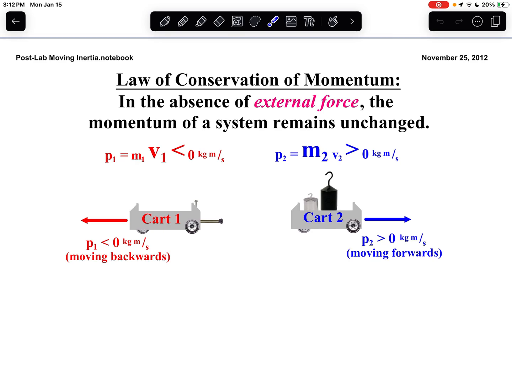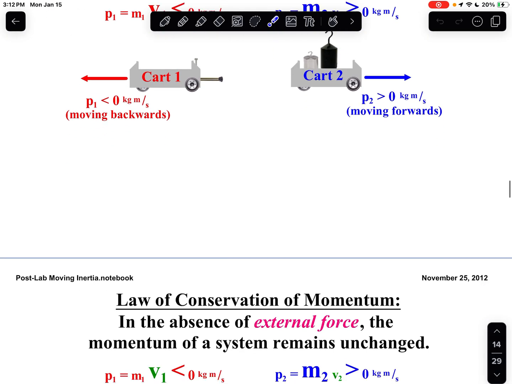One thing you hopefully noticed as you did this lab was that as we lowered the mass of one object and raised the mass of the other, the velocities changed proportionally. So as our mass decreases here, we should have seen our velocity increase for cart 1, and the opposite happened for cart 2. As we increase its mass, its velocity decreased.